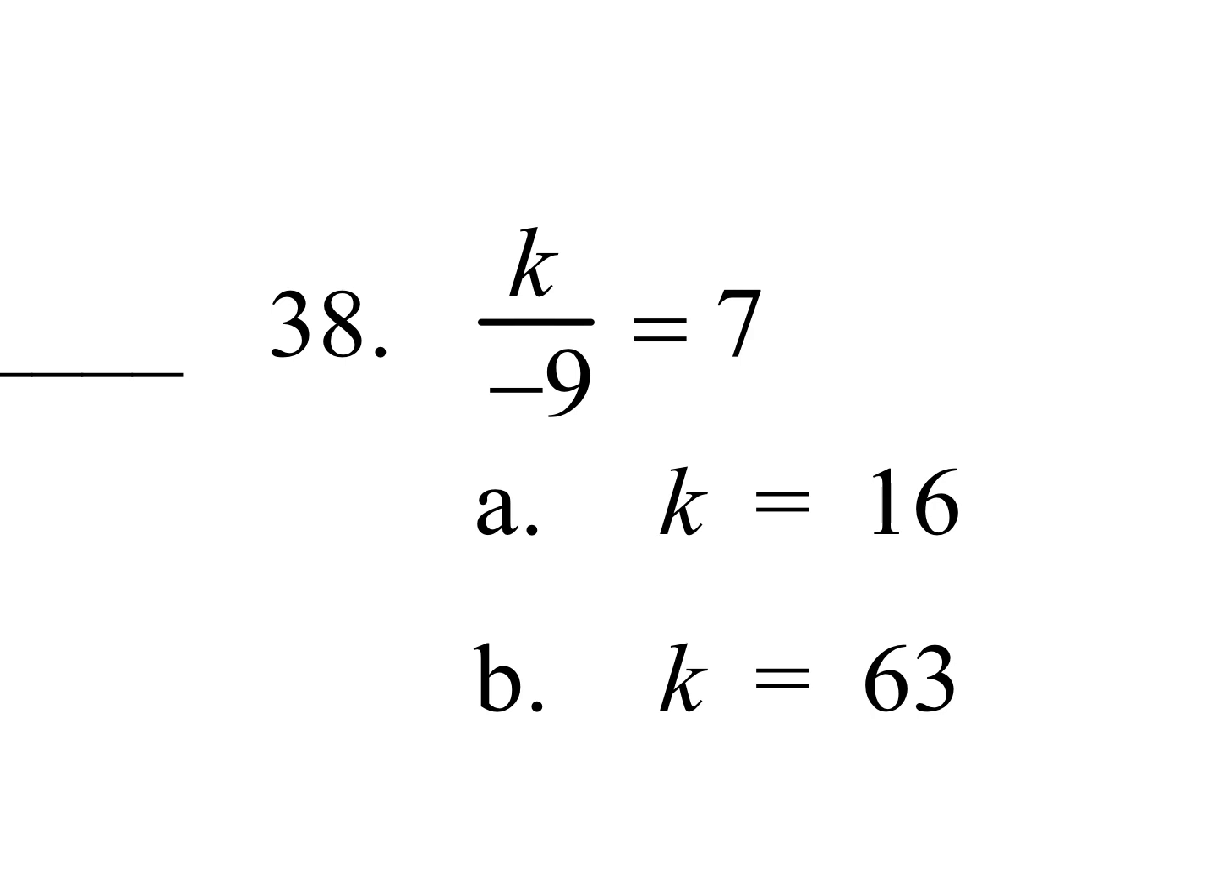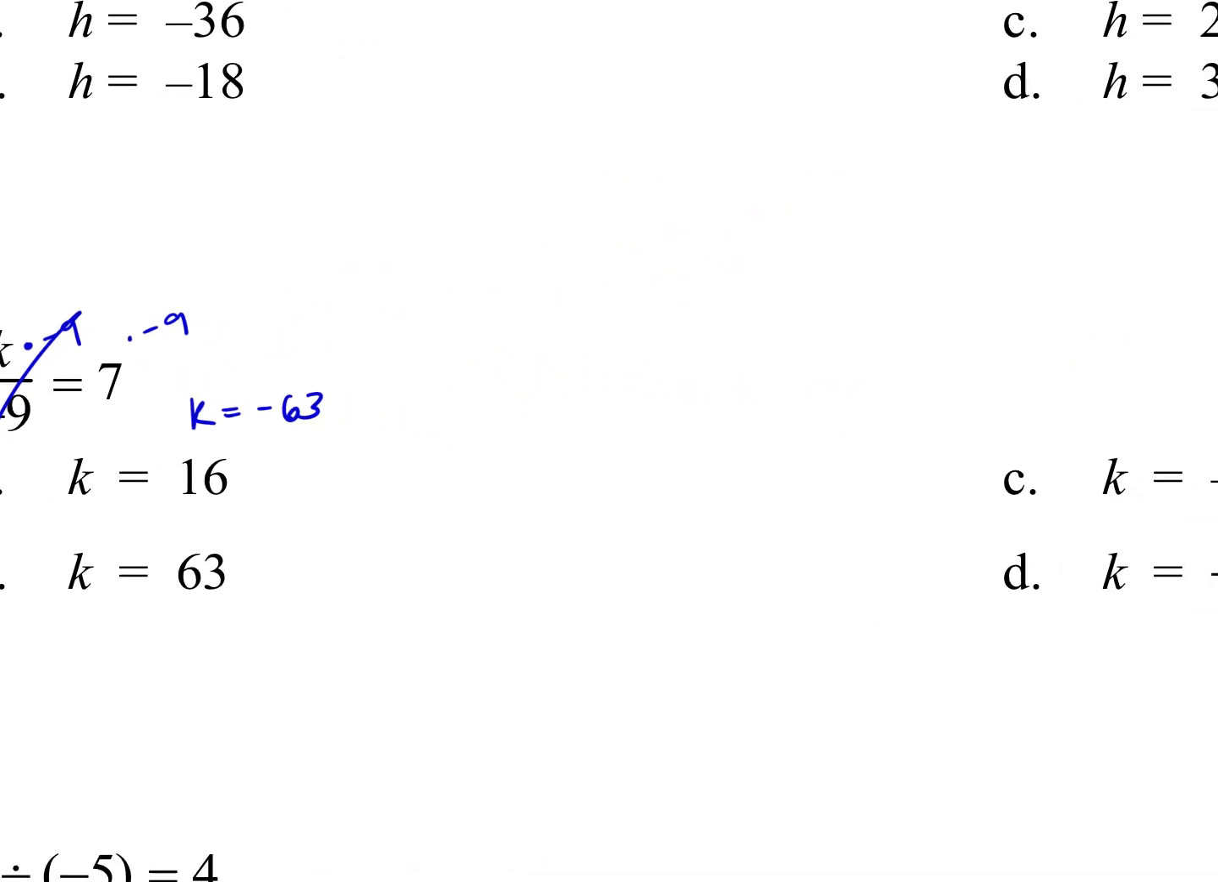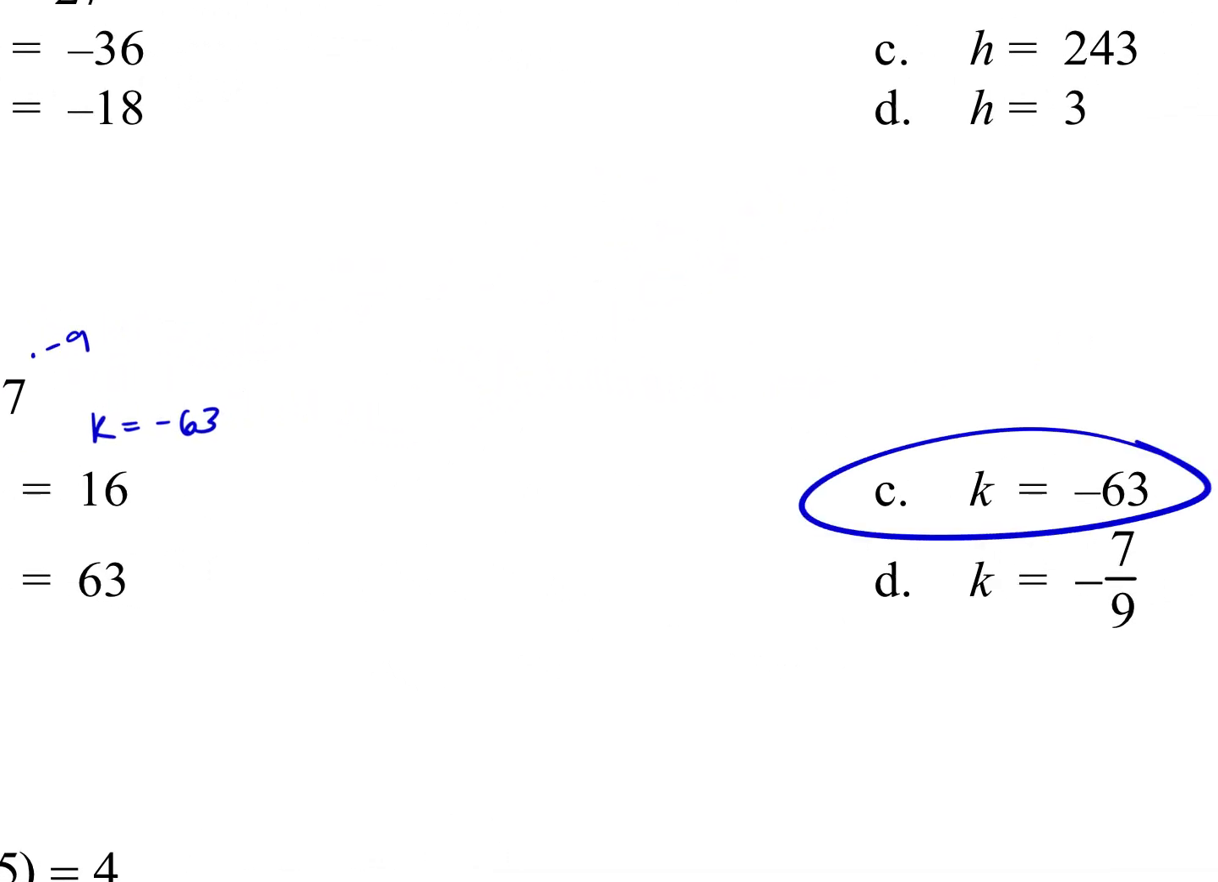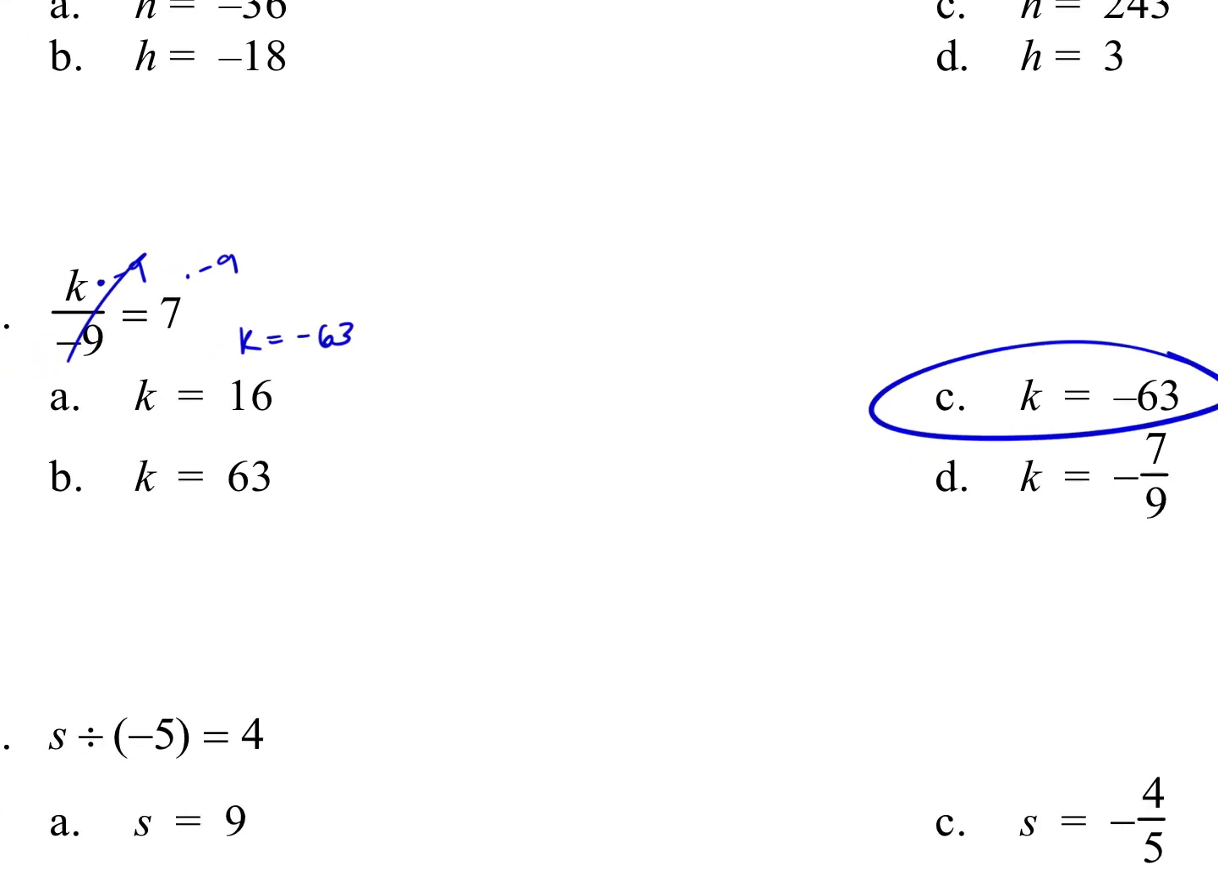38, what would I need to do to solve? Since it's like division, we have to multiply the two numbers. Perfect. Since k is being divided by negative 9, I'm going to multiply both sides by negative 9. So k is equal to what? Negative 63. So that would be answer choice C. Again, just like the other questions, you guys can always use your answer choices to help you. Think about all of these numbers. If you plugged in 16 into k, 16 divided by negative 9 is not 7. So look at your answer choices to help you.